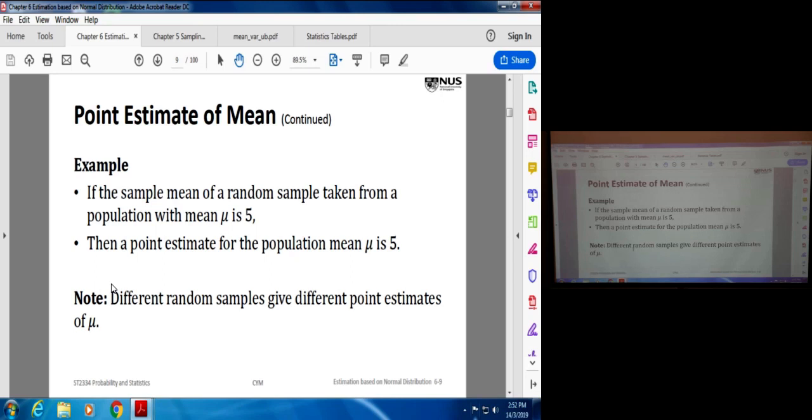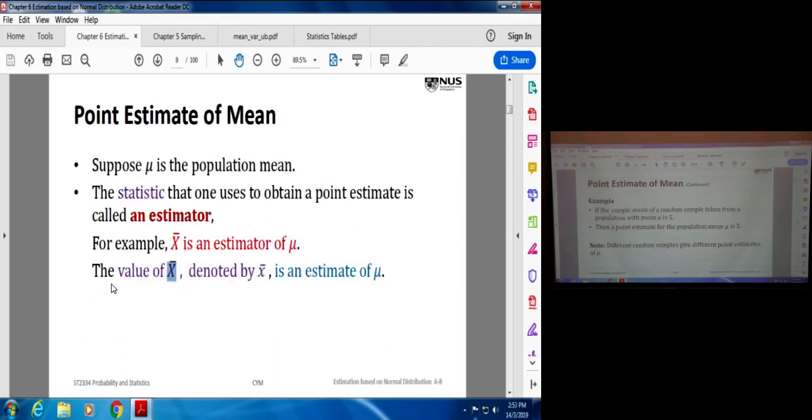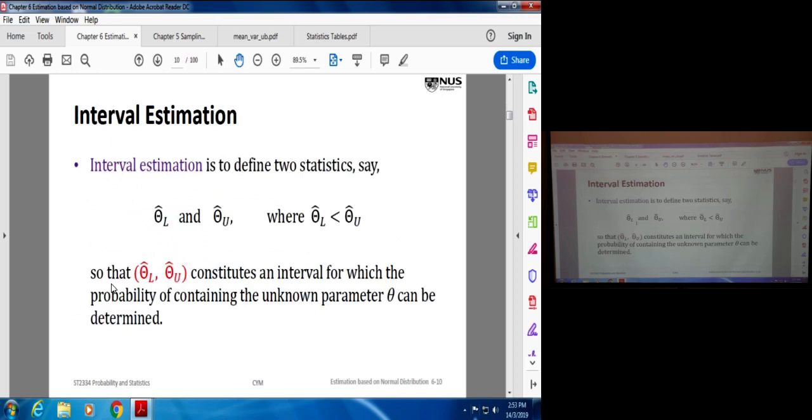Okay, so let's have a look at an example. If we have the sample mean of a random sample taken from a population with mean 5, then a point estimate for the population mu is 5. That's not very exciting. The key point is that any estimator that we choose is a random quantity, so different data sets give you different estimates. So that's our first type of estimator, the point estimate.